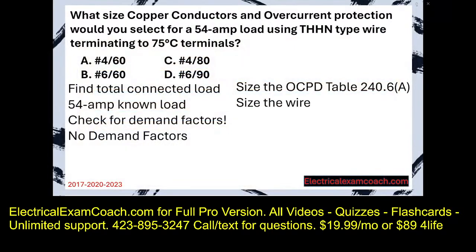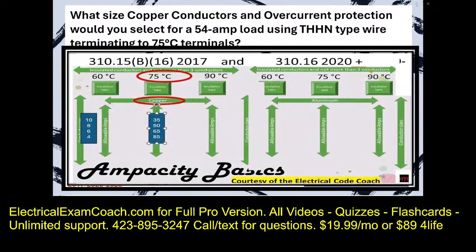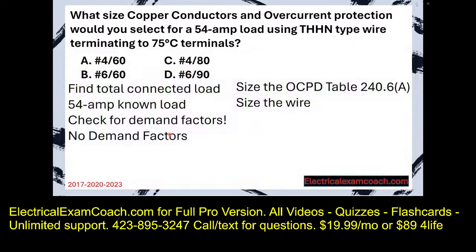Now, let's size the wire. For that, we're going to head to our primary ampacity table. We're going to start on the left-hand side and make sure that we're on the copper side because our question asks for copper. And we're in the 75 degree C column in this case. We're going to slide down and find a wire that covers the known load of 54 amps. And we're going to select a 6-gauge wire on a 60 amp overcurrent device.